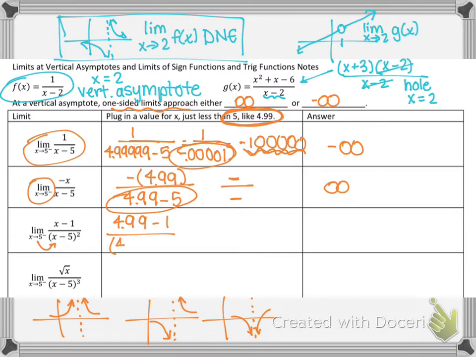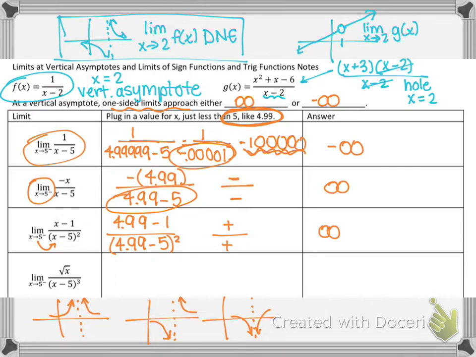So we're going to plug in that 4.99 for both x's. Now what's nice is the squared in the denominator tells me that that's always positive. And when I subtract in the numerator, it's going to be positive also. So I have a positive divided by positive. That makes my output positive.